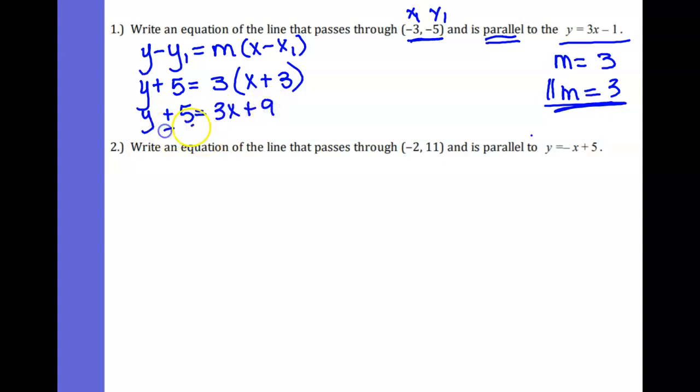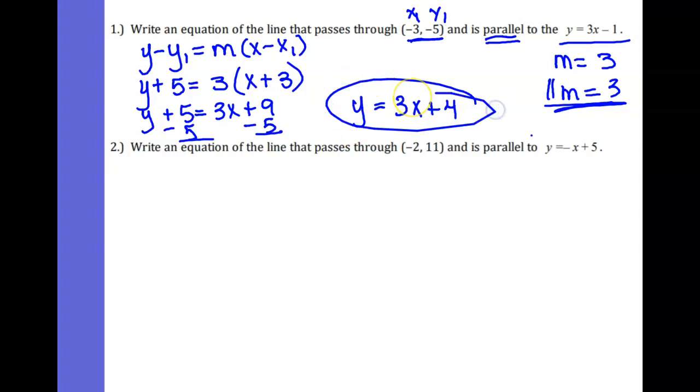All right, and now I'm going to subtract 5 from both sides. So my final answer is in slope-intercept form. It's 3x plus 4. Okay, and what can happen here is if I put this equation into Desmos and this equation into Desmos, you're going to see that these two lines are parallel, and they'll go on and on forever and never cross. They both have the same slope. All right, so we're going to try another example with this.